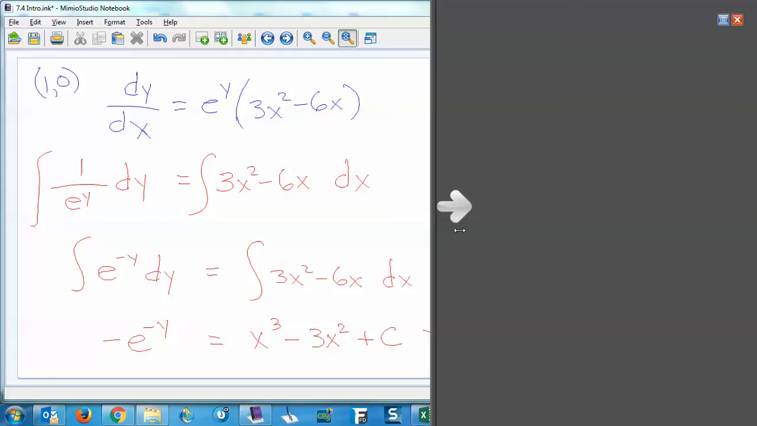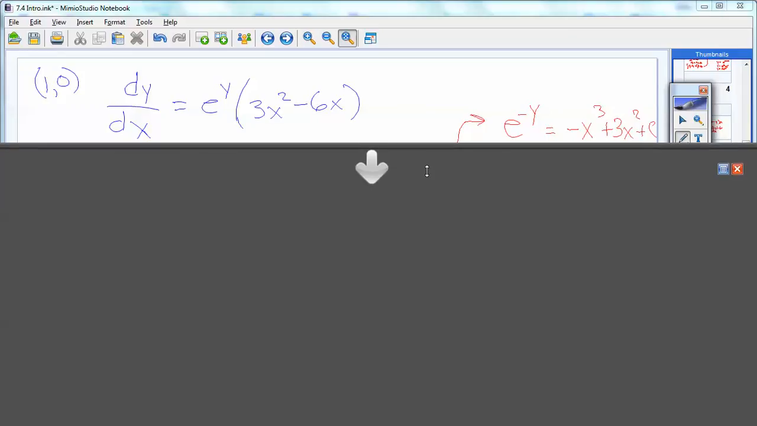What is your next step now? Multiply by -1 or divide by -1, right? Trying to get the y by itself. So we divide by -1, negative, positive. Now, what happens when you get minus c? Same as plus c. I usually just keep it plus c. So you're going to multiply by -1, but I would keep that as a plus c. So you're going to have e to the negative y equals negative x cubed plus 3x squared plus c.